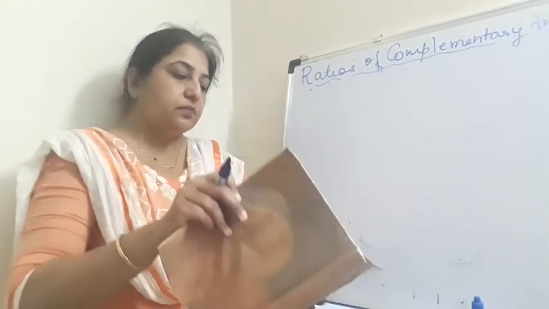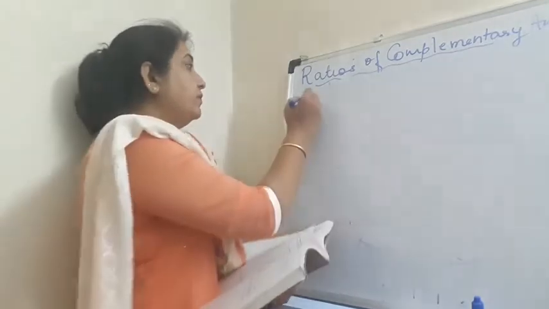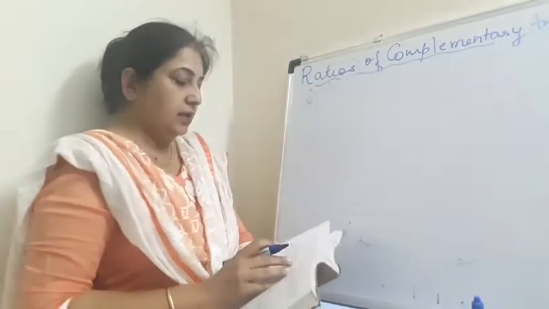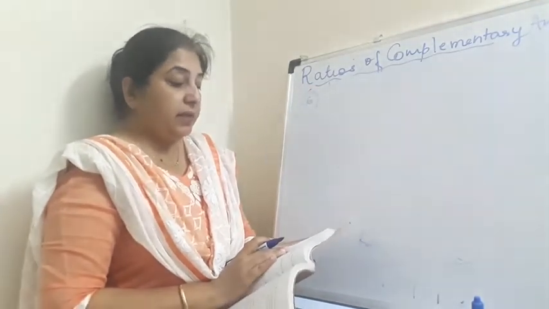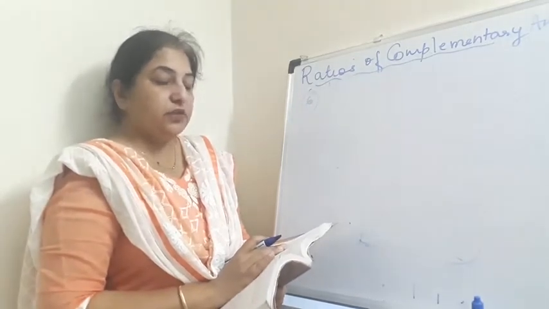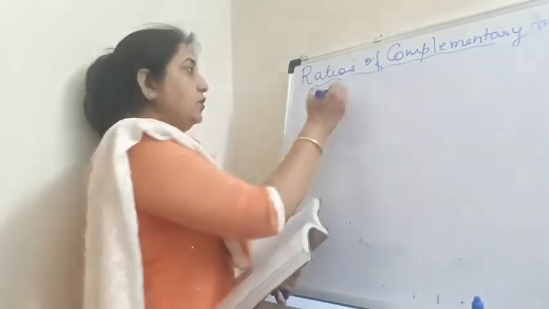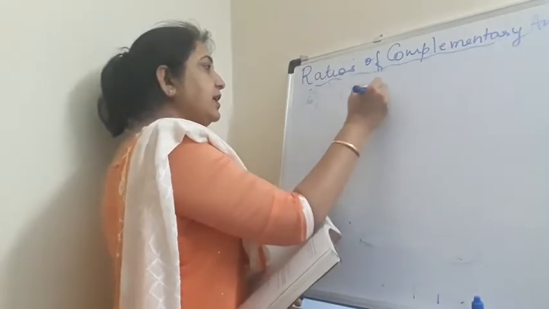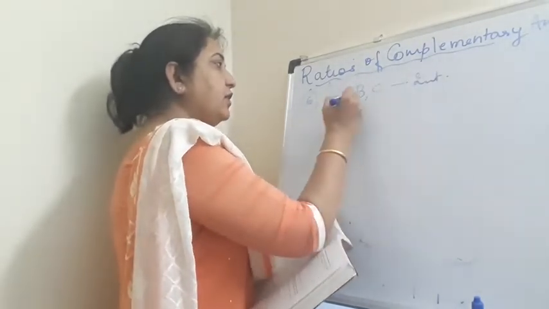Okay. Question number 6. Question 6 is if A, B and C are the interior angles of the triangle ABC, you know A, B and C are the interior angles of the triangle.